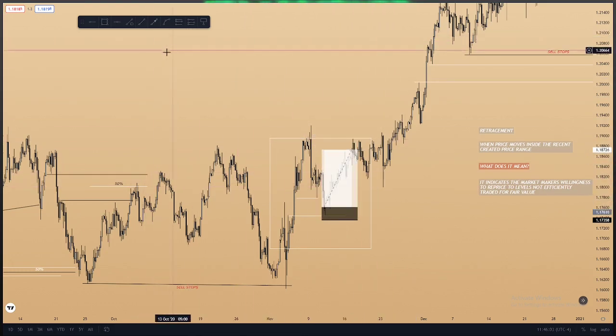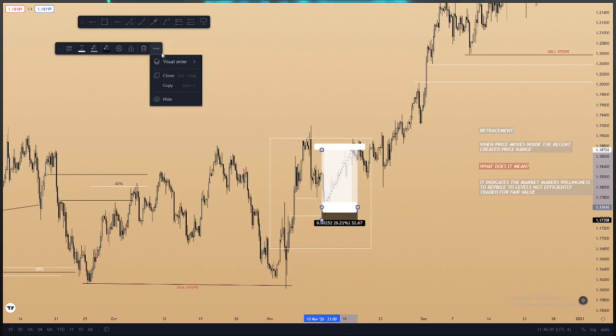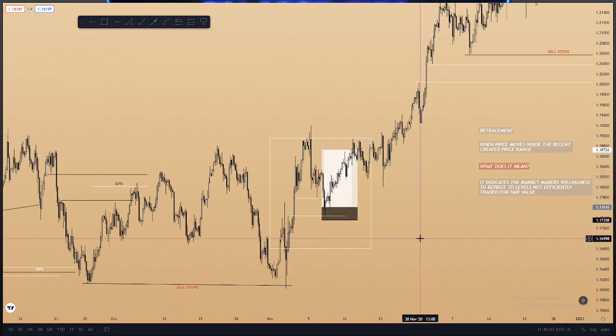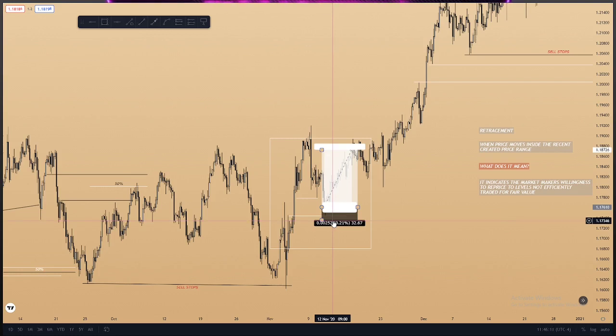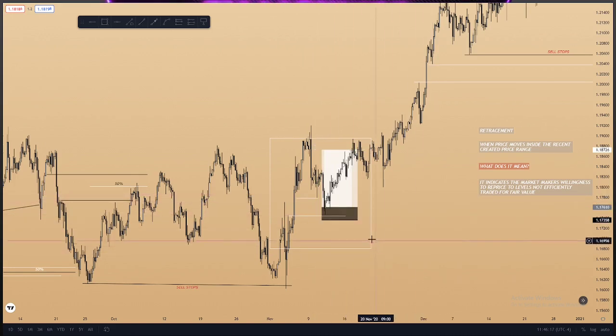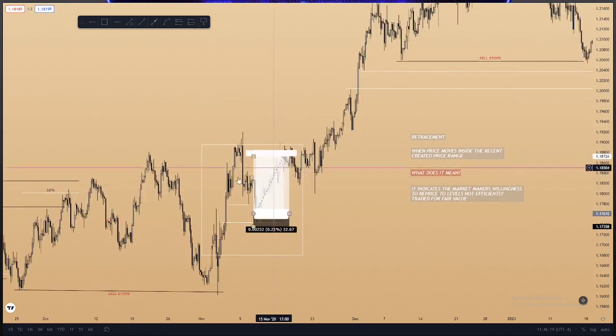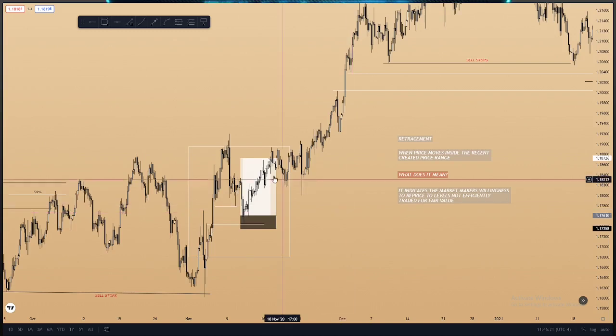Oh, remove that. All right, we want to send this to the back. Visual order, sent to the back. So you guys can see that would have been a nice target. But you see how we have confluence? We have this previous day low. Price drives below, collects sell stops, and then reverses. So that was just in that little box right there.